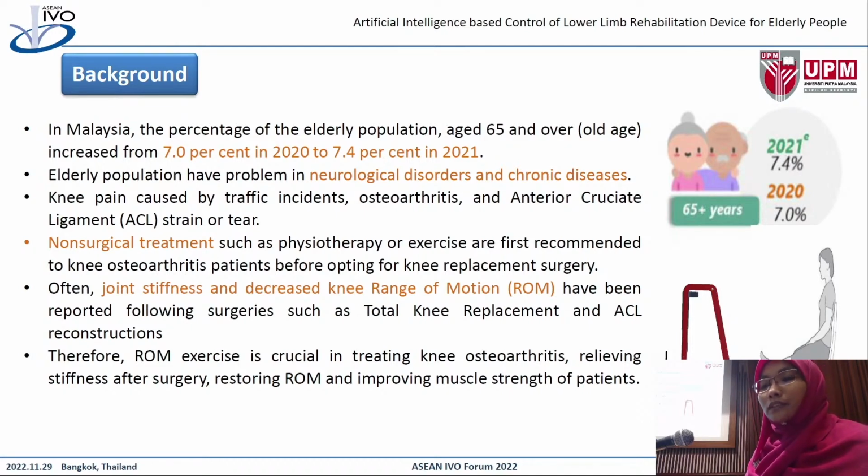Non-surgical treatments such as physiotherapy or exercise are first recommended to knee osteoarthritis patients before opting for knee replacement surgery. Joint stiffness and decreased knee range of motion have been reported following surgeries such as total knee replacement and ACL reconstruction. Therefore, exercise is crucial in treating knee arthritis and relieving stiffness after surgery, restoring the range of motion (ROM), and improving muscle strength of the patients.